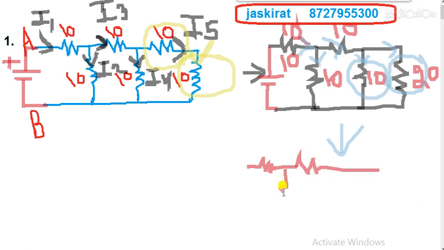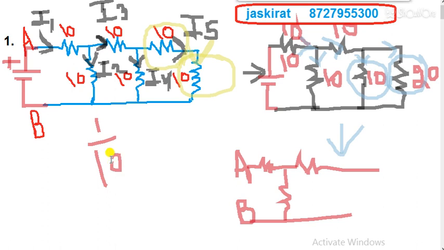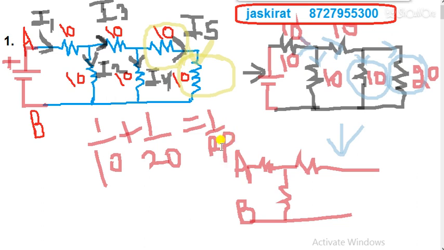That circuit will be this 10 ohm, then again 10 ohm, and we have to find the resistance. This is 10 ohm and this is point A, and this is point B. So now I have to combine these two. It will be 1 by 10 plus 1 by 20 equal to 1 by RP. After solving it, your RP comes out to be 20 by 3. You can solve it.